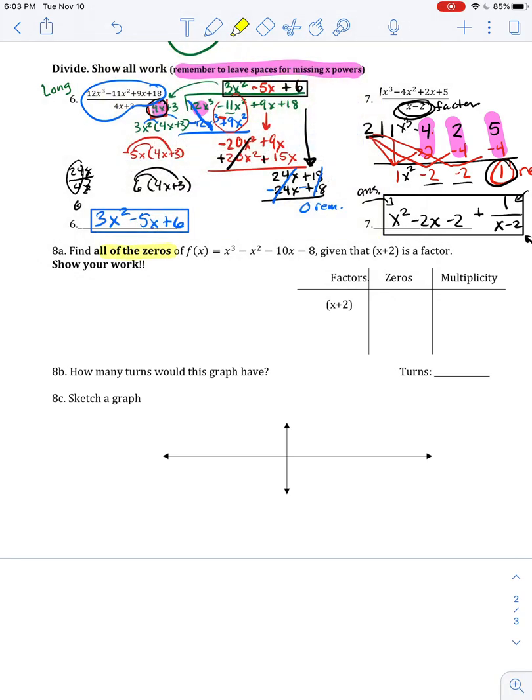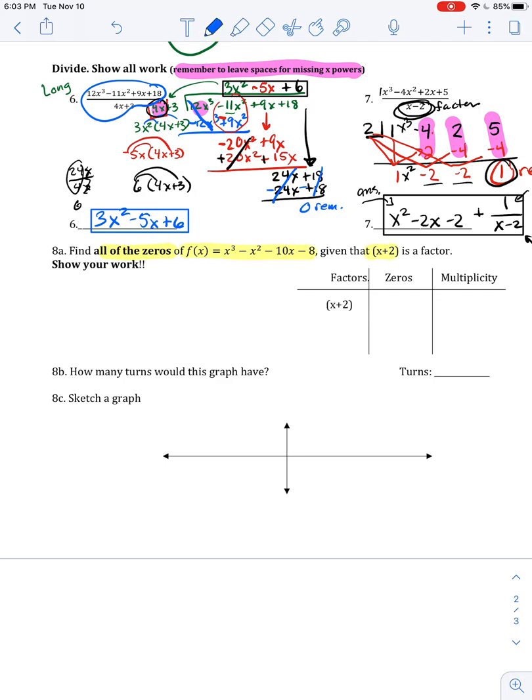All right, so your job apparently is to find all the zeros. Okay, so I really love to have that whole chart of factors and zeros. So I made it on here permanently for you.